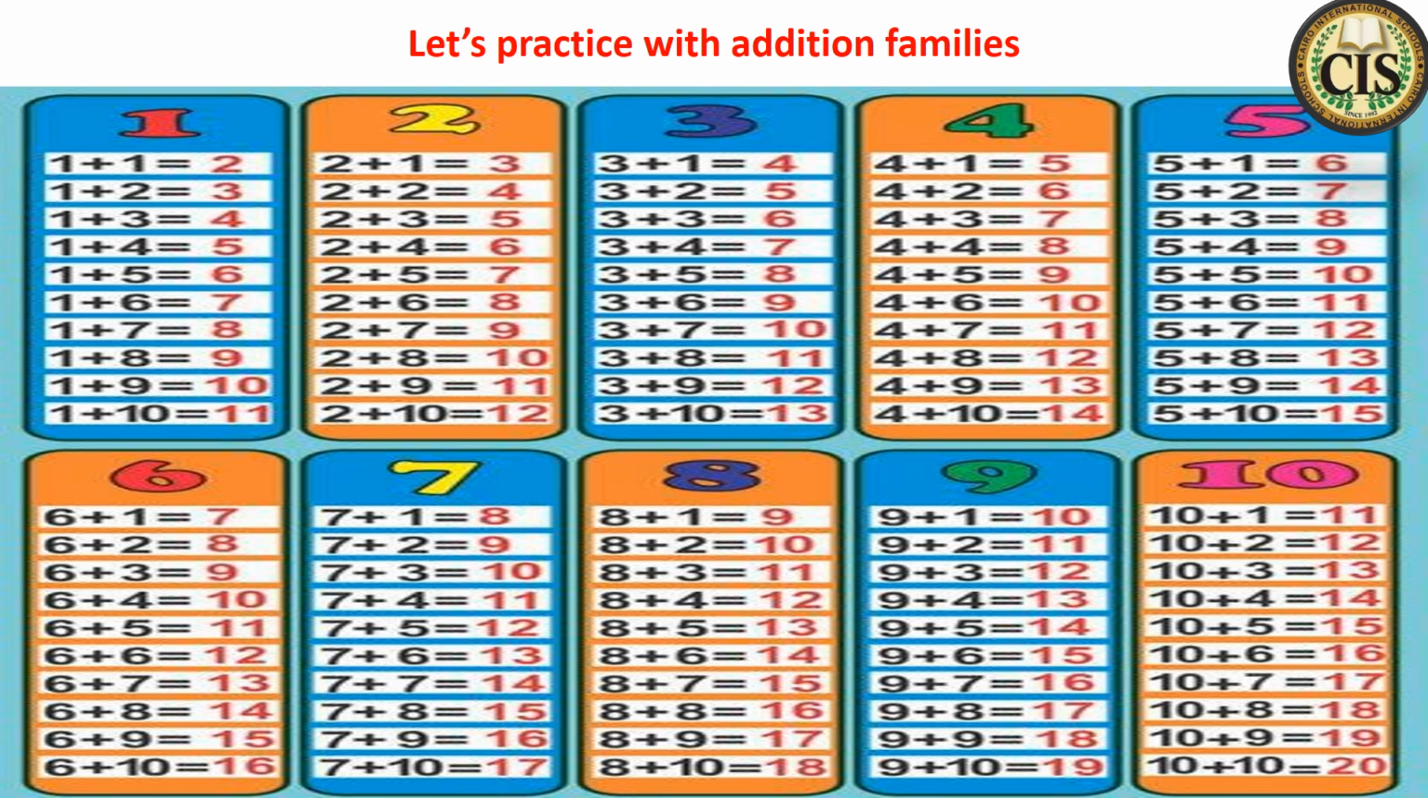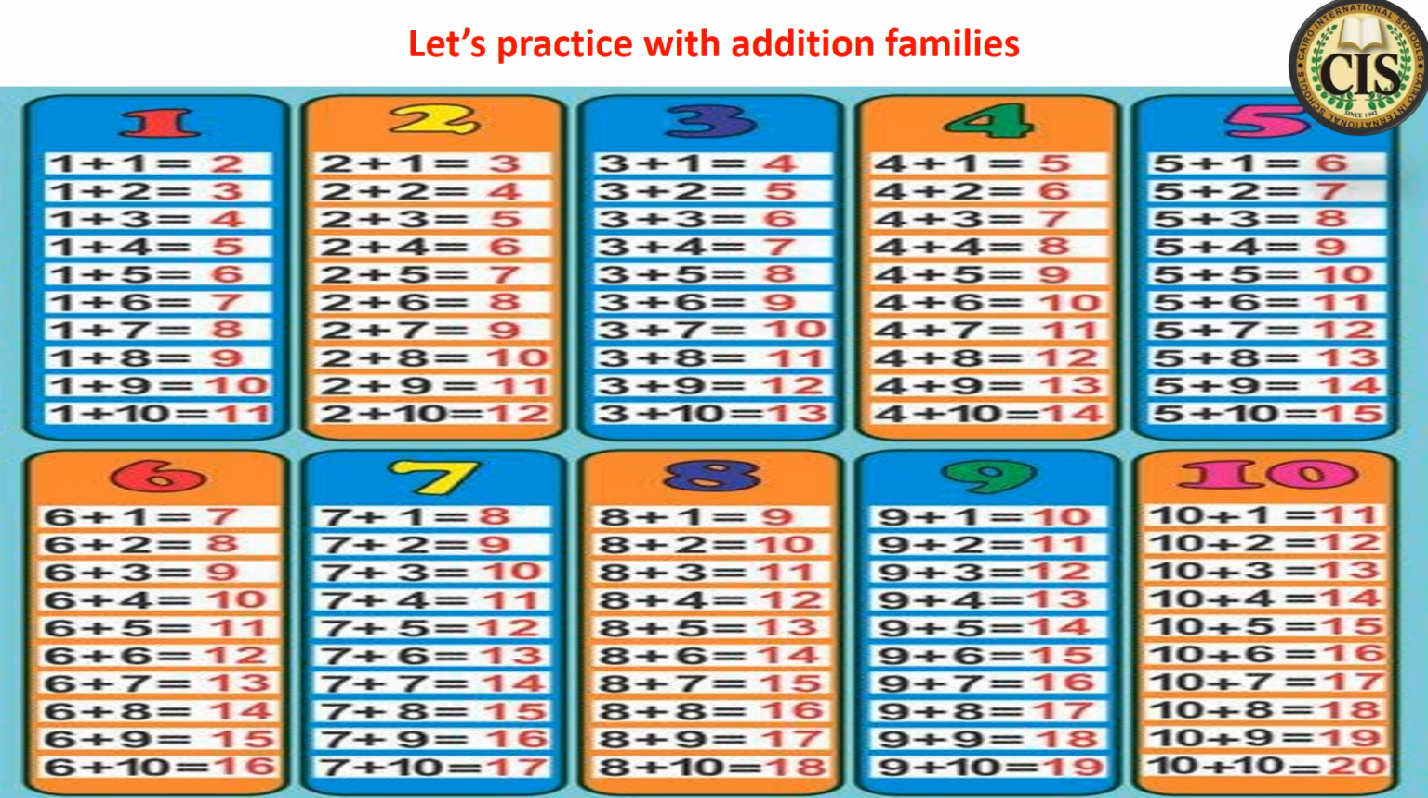2 plus 2. Put 2 in my mind and the other 2 on my fingers and start counting after 2, 3, 4. So we will write 4. The next one, 2 plus 3. Put the big number 3 in my mind and 2 on my fingers and start counting after 3, 4, 5. So we will write 5. 2 plus 4. Put the big number 4 in my mind and 2 on my fingers and start counting after 4, 5, 6. So we will write 6.